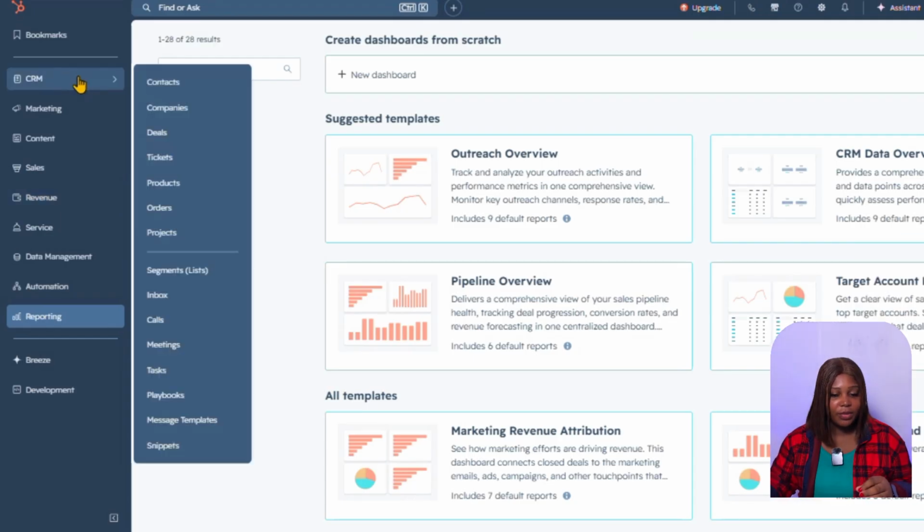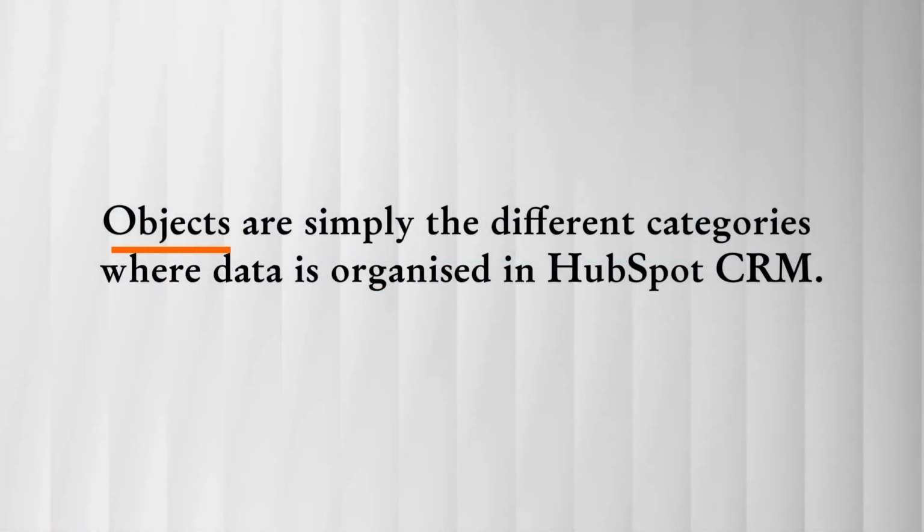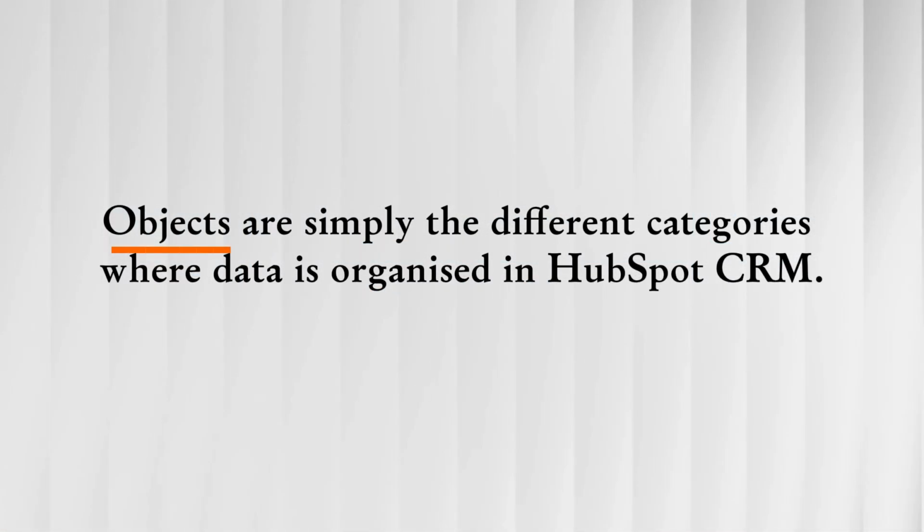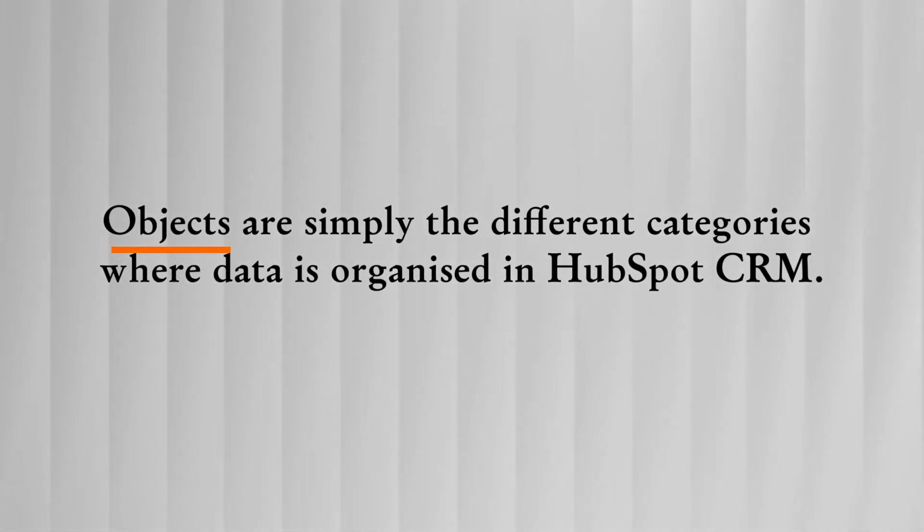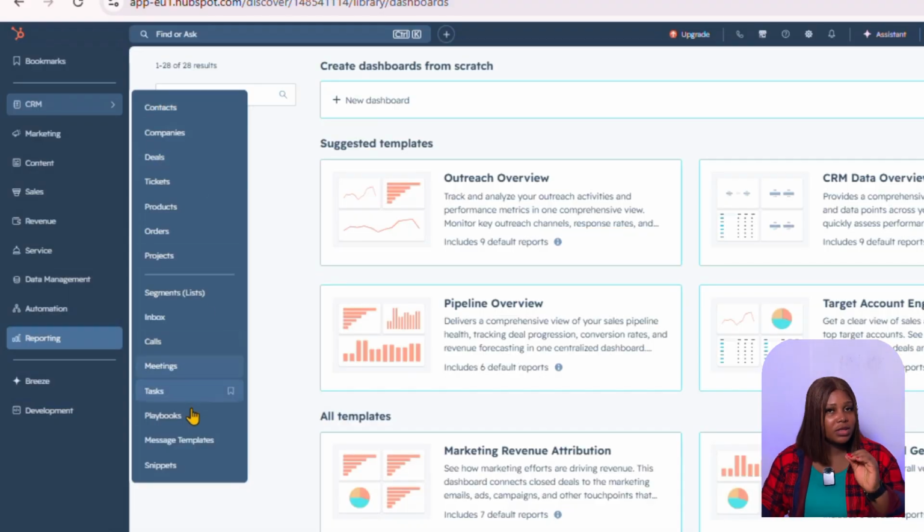Now, click on the CRM. A list of tools would appear. The list of tools that appears when you click on the CRM are known as objects in HubSpot. Objects are simply the different categories where data is organized in the HubSpot CRM. Think of them as the main folder where information is stored and managed. But out of all those objects listed here, there are four primary objects in HubSpot. And these include the contact object, the company object, the deal object, and the ticket object.